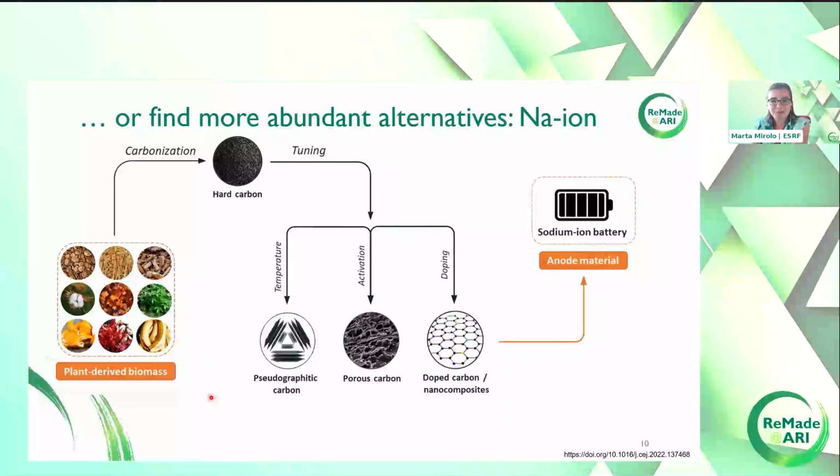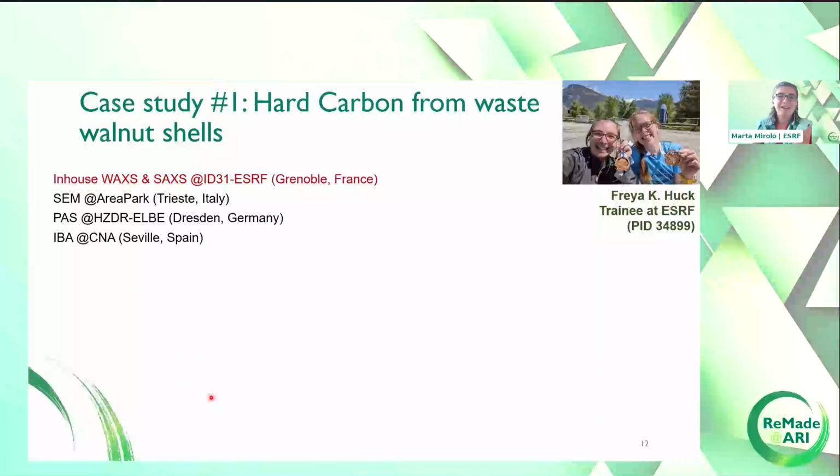If you look in literature, depending on where you're doing your research, you might be producing hard carbon from coconut shells or from wood scrap, or if you come from Grenoble, you want to make hard carbon from waste walnut shells. In Grenoble, we have a lot of walnuts, so a lot of shells, and we want to use them. And this is what we did with this project that we started recently. I supervised a student, Freya, who worked on this project.